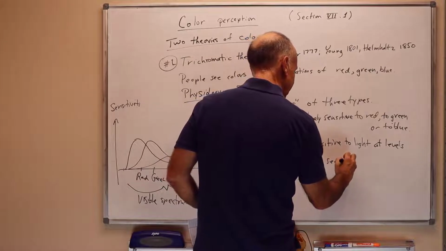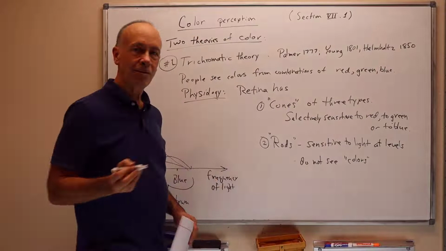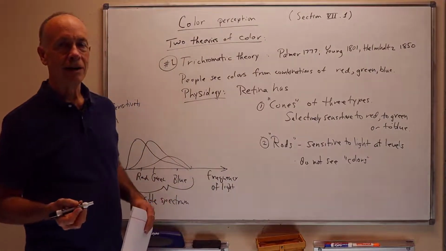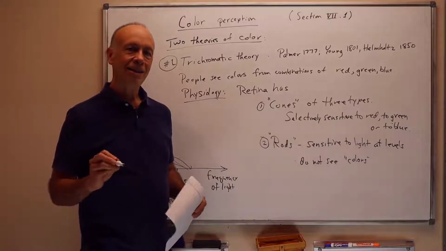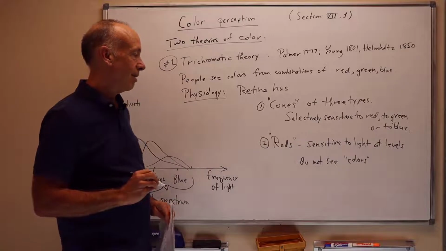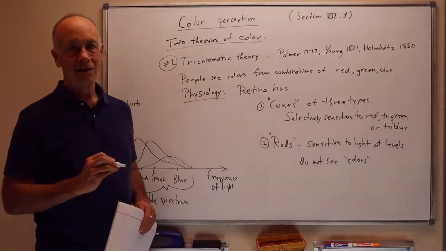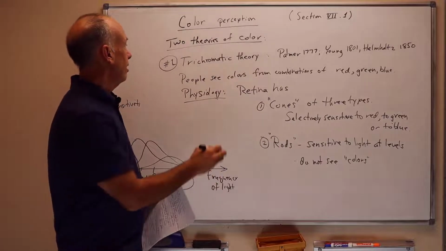see colors, right? We don't have separate rods for red, green, and blue. We just have one type of rod. So if you get up in the middle of the night, you'll notice it's all very dim and gray, and there's no color. There's no red, there's no green, there's no blue. It's just dim gray color. And that's because you're seeing with your rods and your cones are inactive at that point. So that's the trichromatic theory.